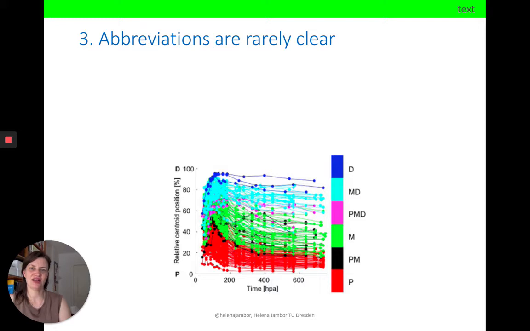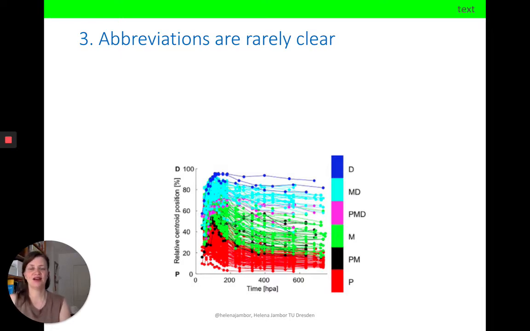Abbreviations are very, very rarely clear. In fact, this is a paper that I should at first glance understand because it's from a topic that is very, very close to what I used to be doing as an experimental biologist. However, until this day, I have not been able to find out what the abbreviations really want to be saying because they're not explained in the figure legend. D, MD, PMD, M, PM, and P are not common standard abbreviations that every biologist should know.